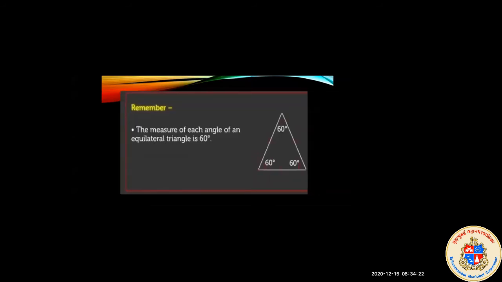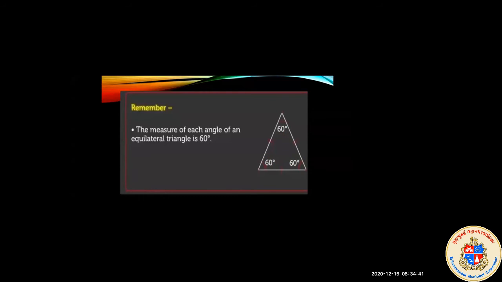Now one more point is there to remember. The measure of each angle of an equilateral triangle is 60 degree. See, the measurement of equilateral triangle is always 60 degree. All the angles of an equilateral triangle are 60 degree.